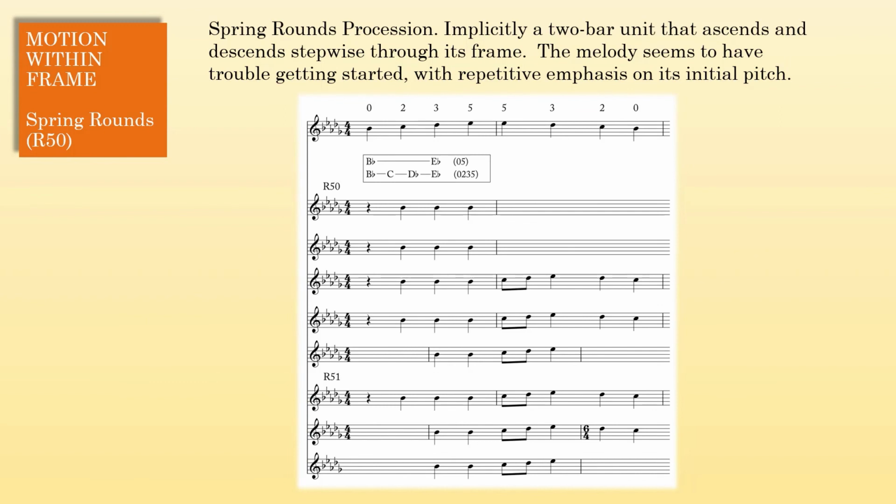This melody, the Spring Rounds Procession, is a stately procession. It is implicitly based on a 2-bar unit that ascends and descends stepwise through its frame. The melody seems to have trouble getting started, with repetitive emphasis on its initial pitch. It struggles to get free of the gravitational pull of its lowest note. It is weighted toward its beginning.